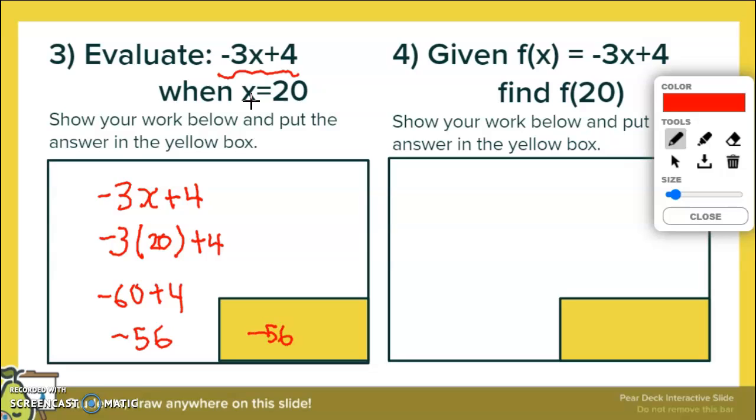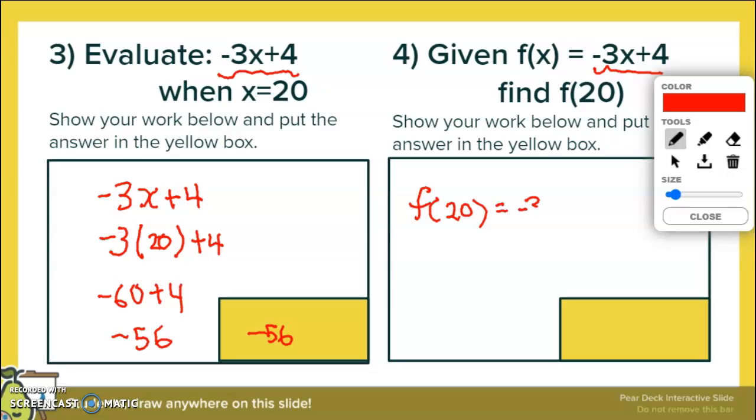How is this different to number 4? Given that f of x is negative 3x plus 4, this is the function notation of exactly the same thing, isn't it? So f of 20 just means 20 is taking the place of where x was. That means in this expression, wherever you see an x, you can put in the 20.